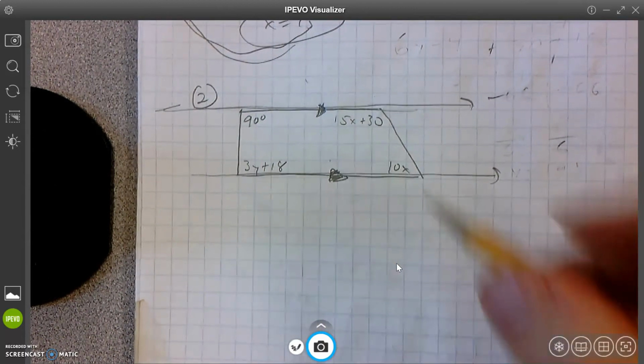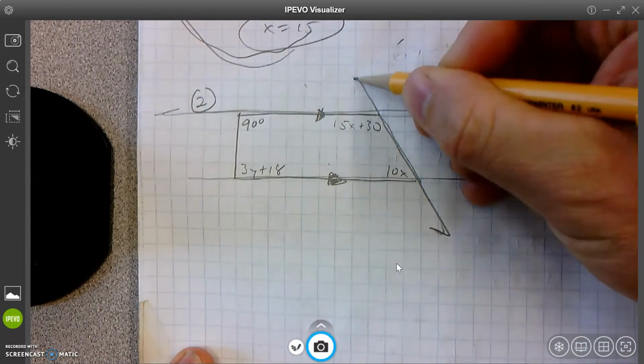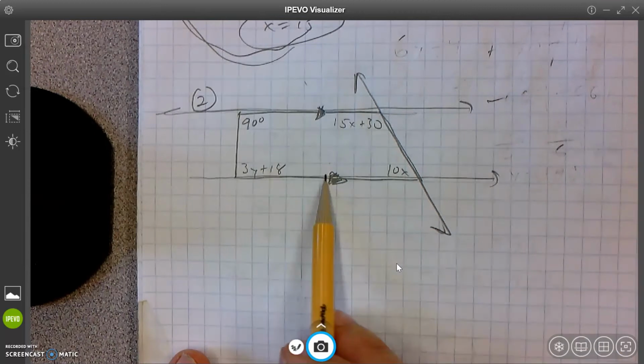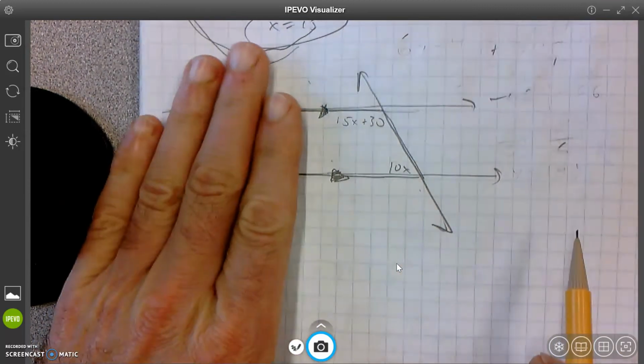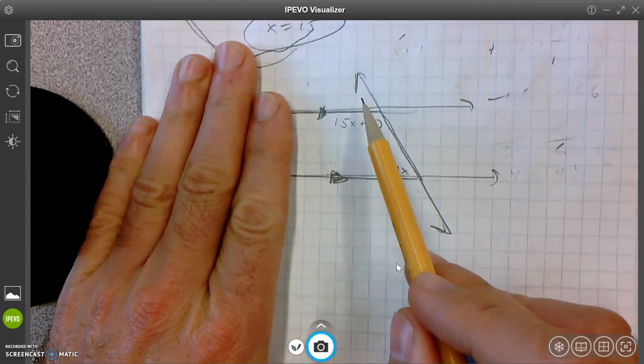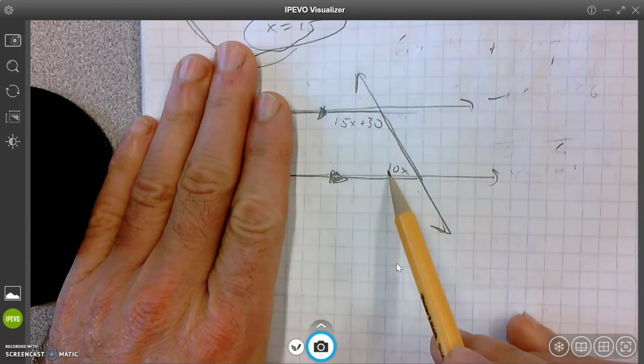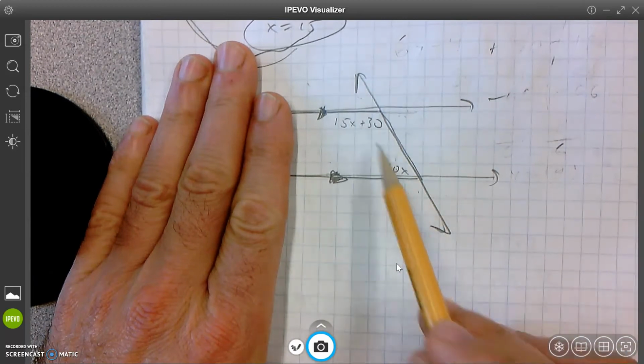So it doesn't matter where we start. Let's start over here because this is where X is. So here is my transversal, parallel lines, transversal. So this stuff I don't need to pay attention to. So I just have this. So I can look at vertical lines, alternate exterior, alternate interior, or in this case, what's the relationship here?